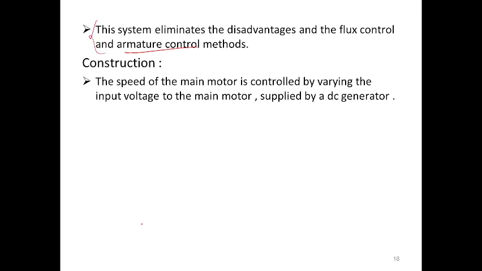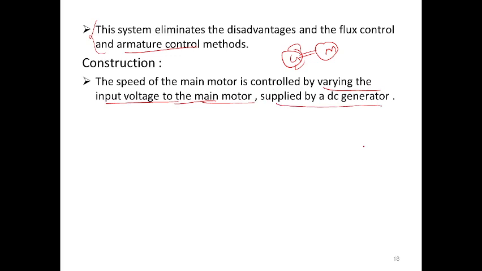Here, the speed of the main motor is controlled by varying the input voltage to the main motor. The motor is run with the generator. The speed of the main motor is controlled by varying the input voltage of the main motor supplied by the DC generator.